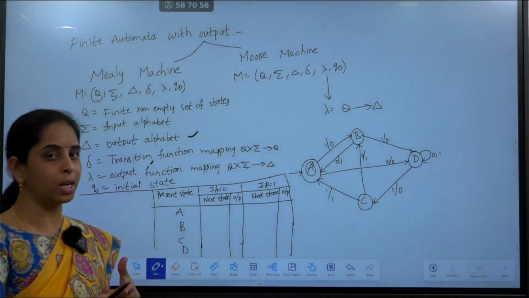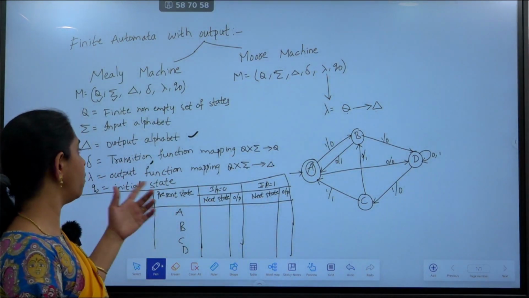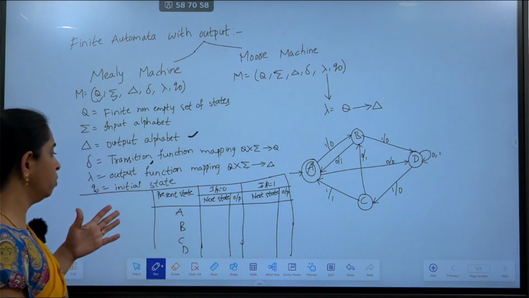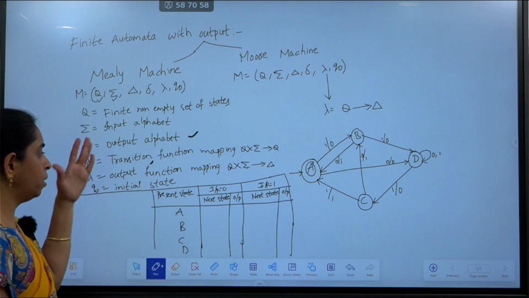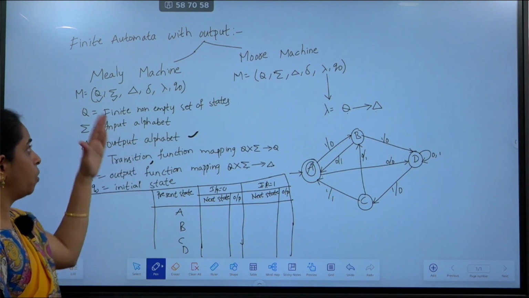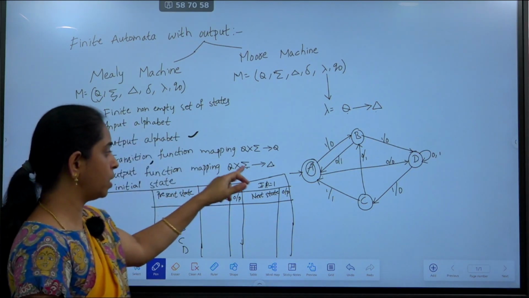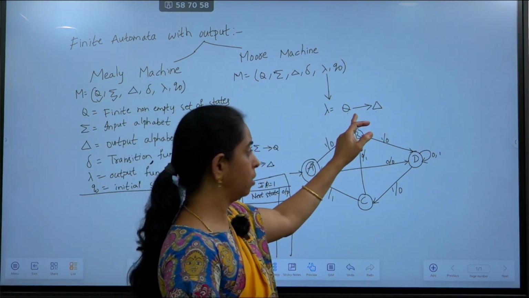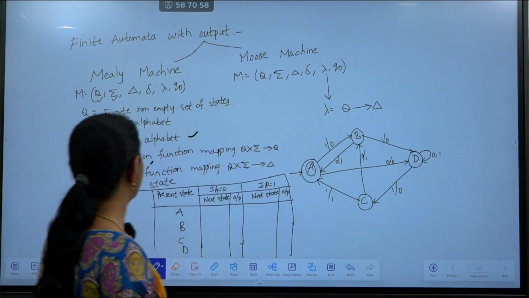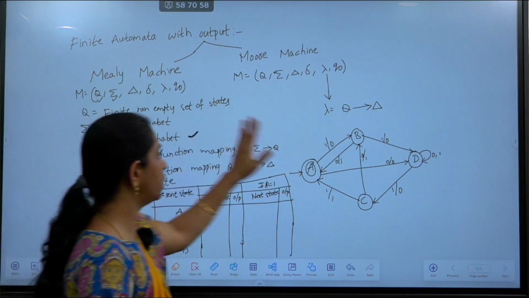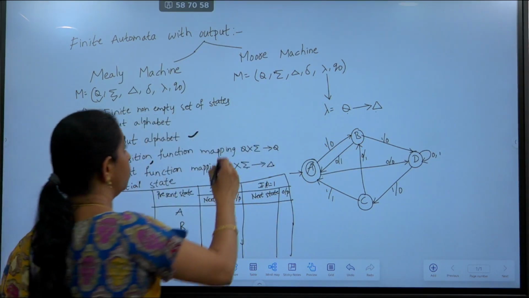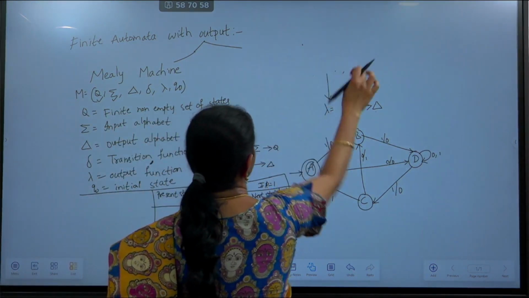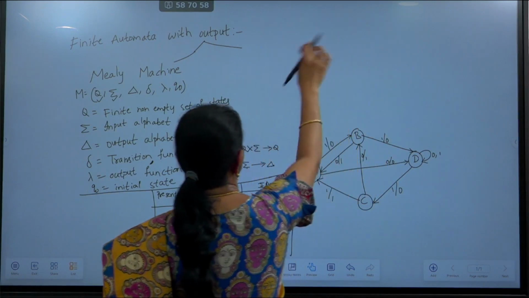Whenever we have normal finite automata, we don't have the output alphabet and the output function mapping. Here we have the output alphabet and the output function mapping. So in the Mealy machine, the output depends on the present state as well as the present input; in the Moore machine, output depends only on the present state. So these are the transition functions in the Mealy machine and the Moore machine. Here we will see the Mealy machine, one by one.